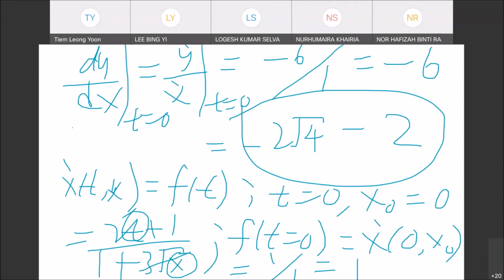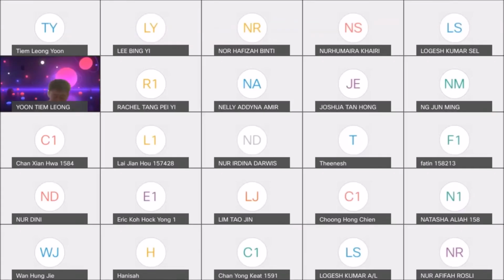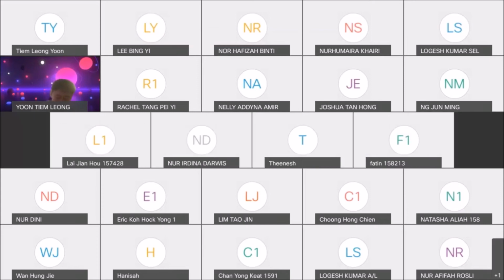Then you use the formula dy/dx equals dy/dt over dx/dt. And how do you get the values of dy/dt and dx/dt? You get the values of dy/dt and dx/dt by using that. Let me see if I can show you.